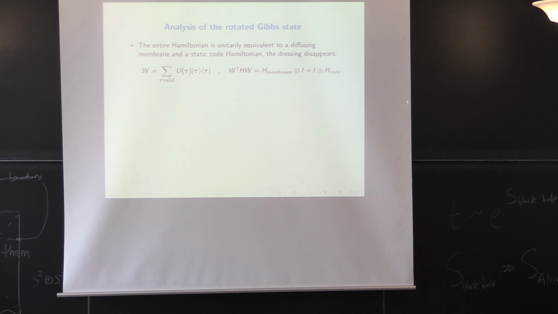Because we put in the dressing, the global unitary just undoes the dressing in just the right way. So the picture to have is that you have a membrane evolving along on the time register, and on the computational register, you just have a static code Hamiltonian. And so, hey, that's something we know how to analyze. These two systems are now actually completely independent.